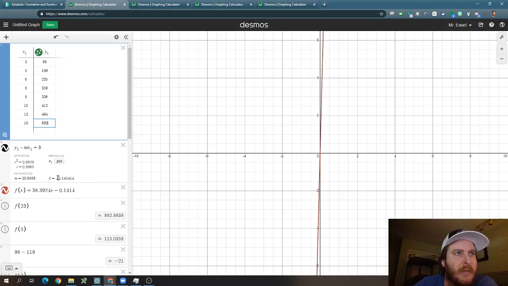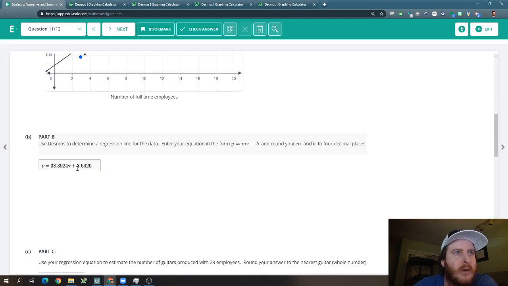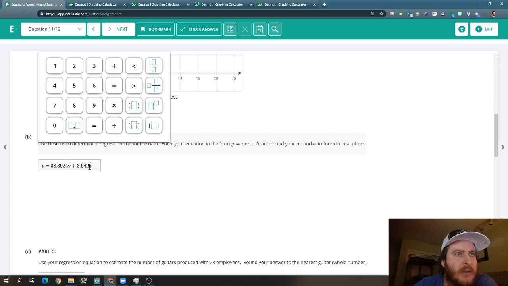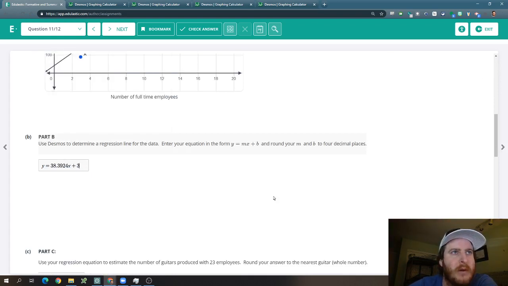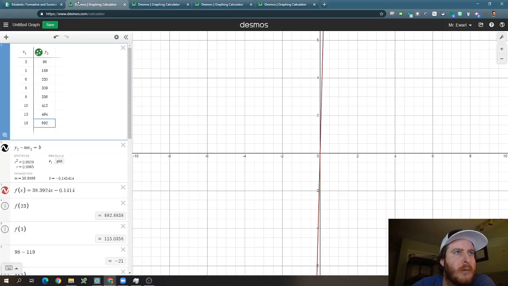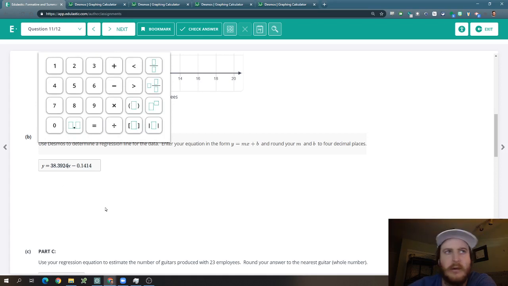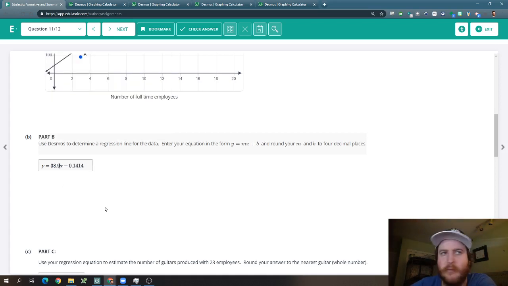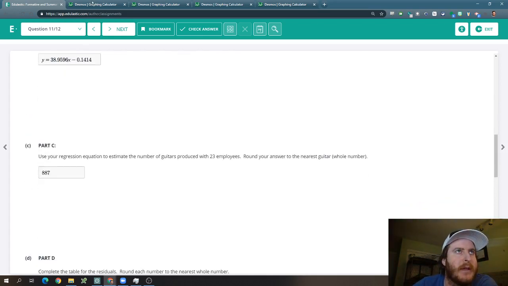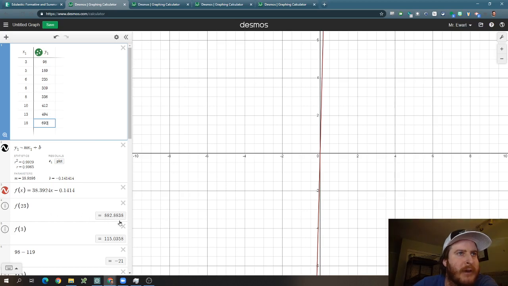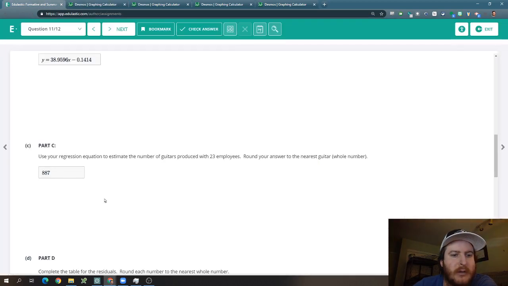My b really should have been negative 0.1414, so I would have gotten part B wrong. So instead of plus 3, it was minus 0.1414. And then the m would have been 38.9596 as the decimal. So my answer for part C was wrong. F of 23 actually would give me 883 guitars.